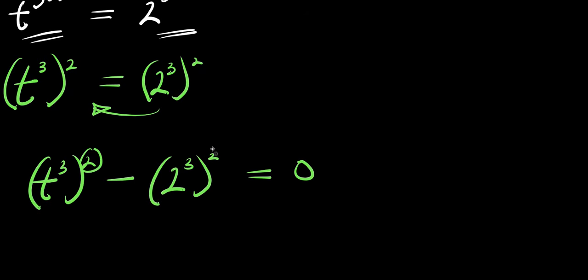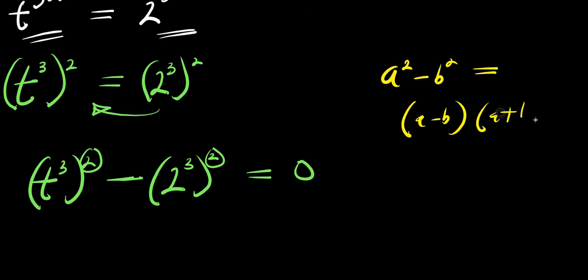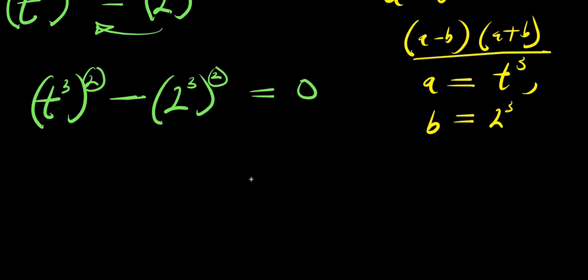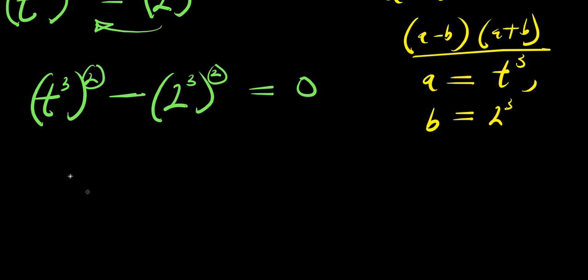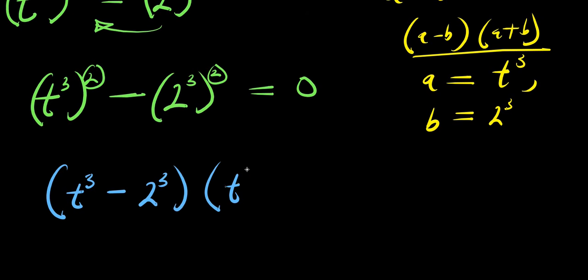Now, power 2 here, there's minus. You make use of difference of 2 squares: a power 2 minus b power 2 equals a minus b times a plus b. And my a is t power 3, and my b is 2 power 3. So let's apply this. So you have t power 3, that is my a, minus 2 power 3, that is my b, times t power 3, a, plus 2 power 3, and this equals 0.